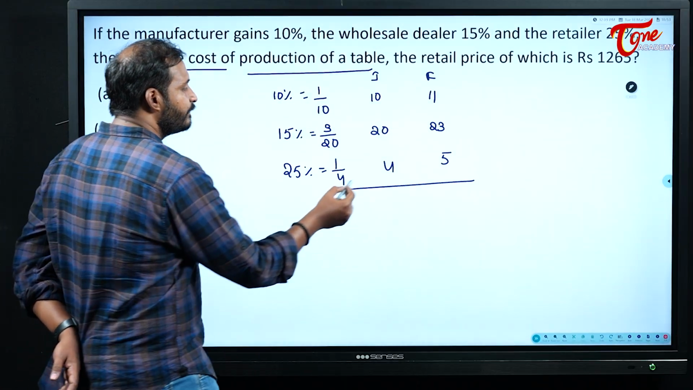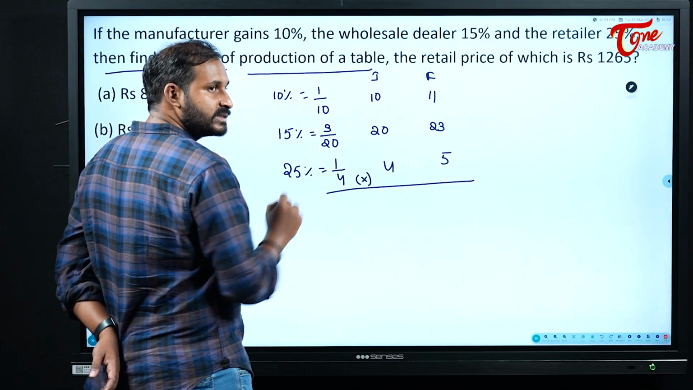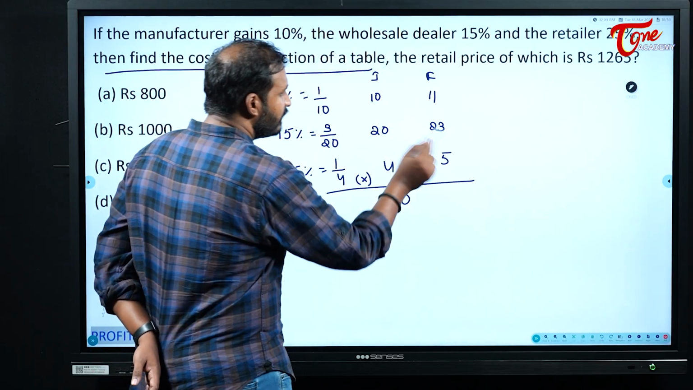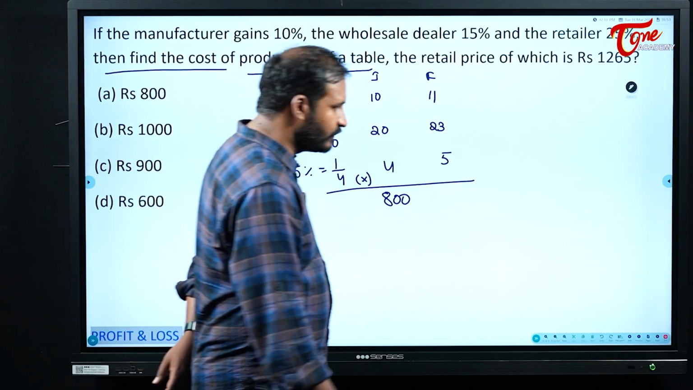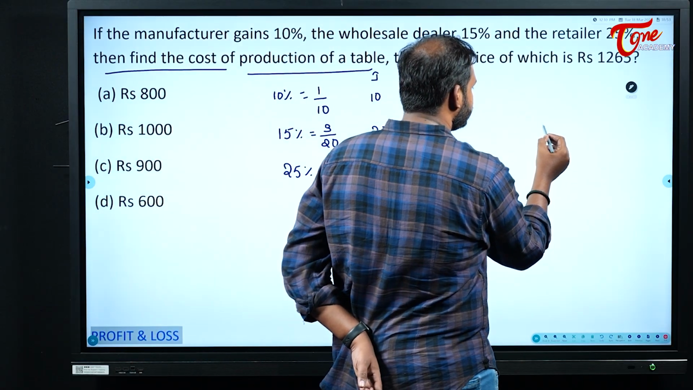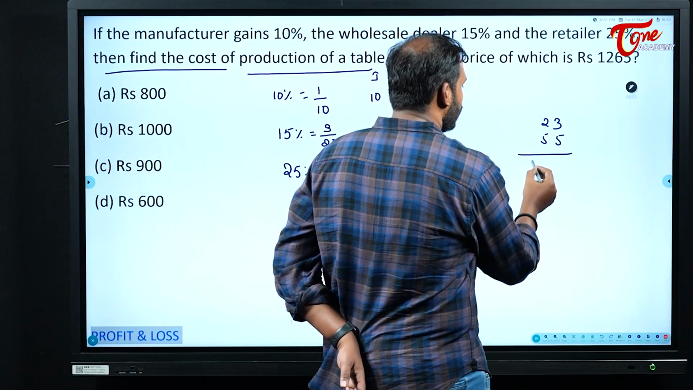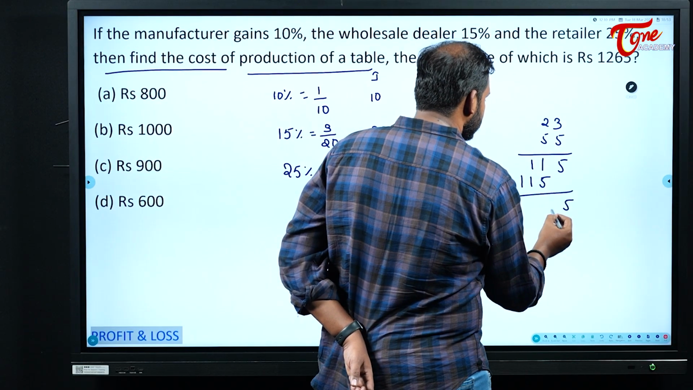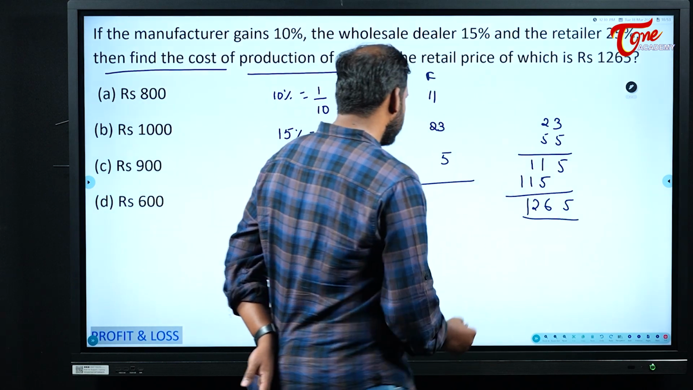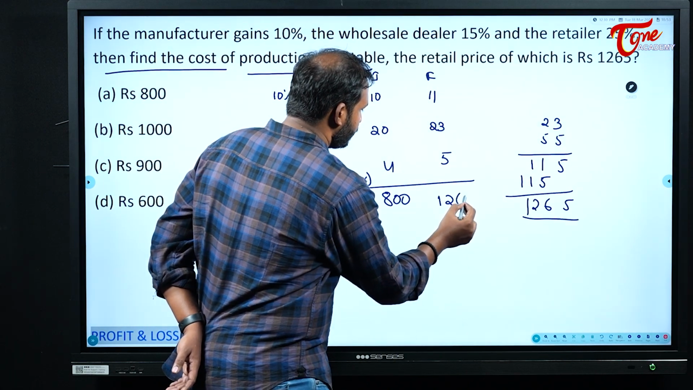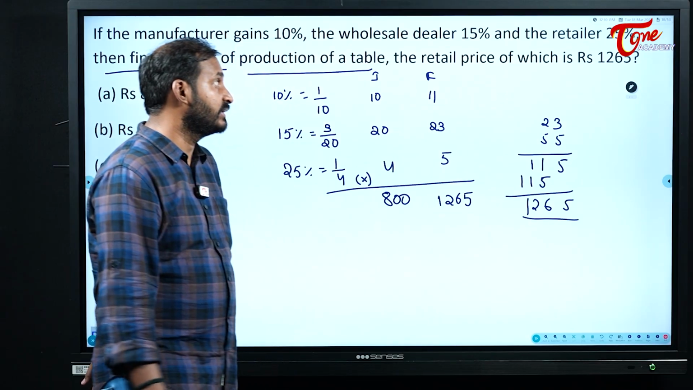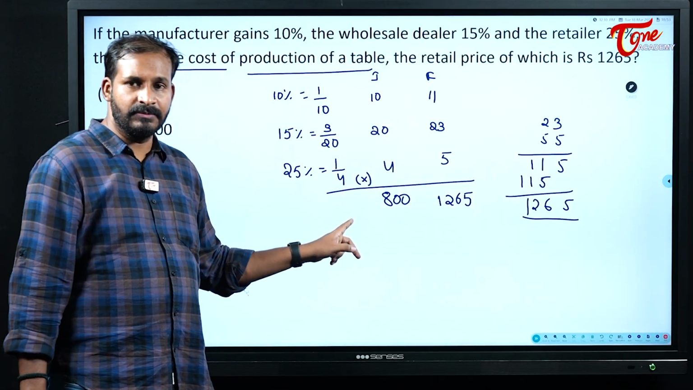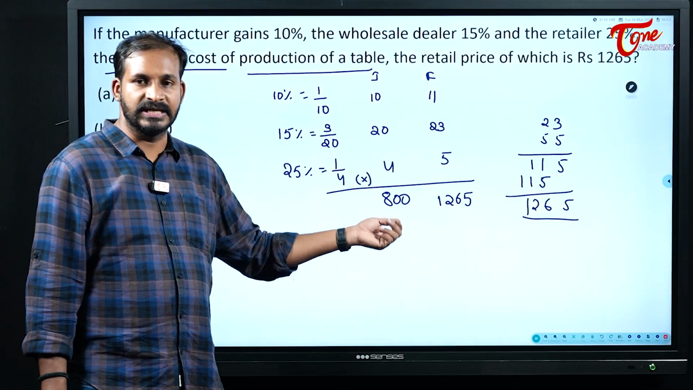So now multiply them. 10 20s, 200, 200 4s, 800. Next, 11 5s, 55. 55 into 23, what will you get here? 1265. Now, this is the final price and this is the actual price. The actual or initial price means nothing but the cost price.